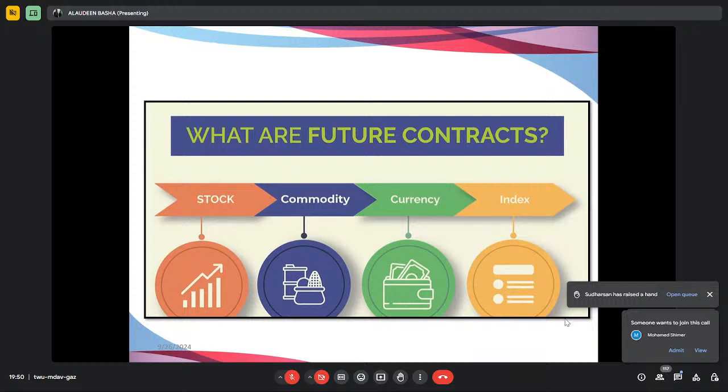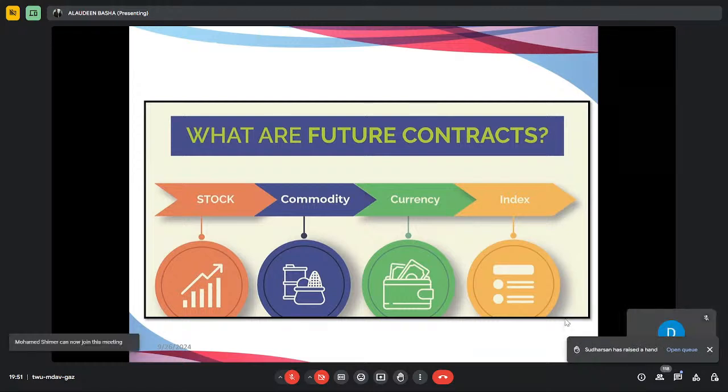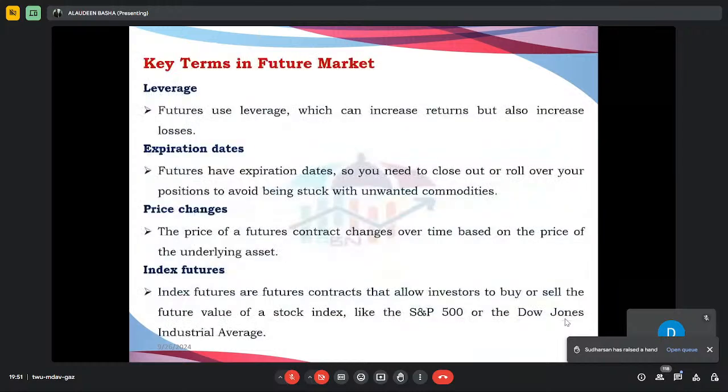So we have 4 kinds of future contract in the stock market: stocks, commodity, currency, and index. Commodity is nothing but a real world product like crude oil, gold, silver, copper, zinc, aluminum, etc. These are the 4 segments in derivatives. Some major terms in the futures market: before entering the futures market, just observe these major terms. They play a vital role in the futures market. Compared to the stock market, the futures market is very risky.